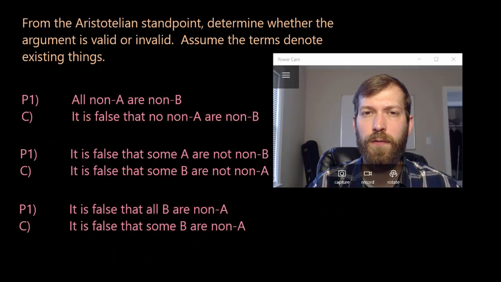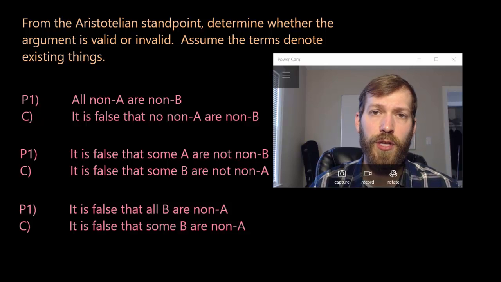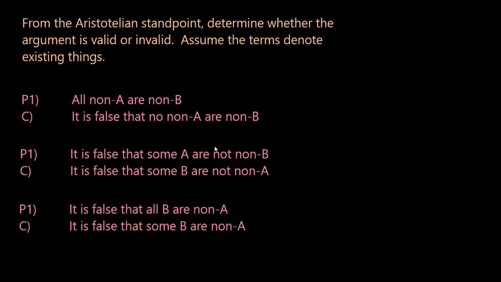Now let's use the Aristotelian square of opposition to determine whether the following arguments are valid or invalid. So we're going to again assume that the subject terms of these propositions do in fact denote objects that exist. So in our first argument, we have all non-A are non-B. Therefore, it is false that no non-A are non-B. To get you started, first, think about the relationship that these propositions have with one another, and then use that to determine whether you think, because the premise is true, the conclusion has to be true. That is, determine whether the argument is valid. I'll give you a moment to work that out.